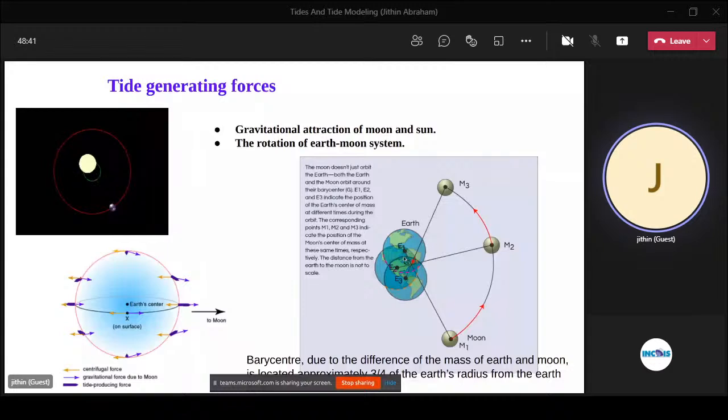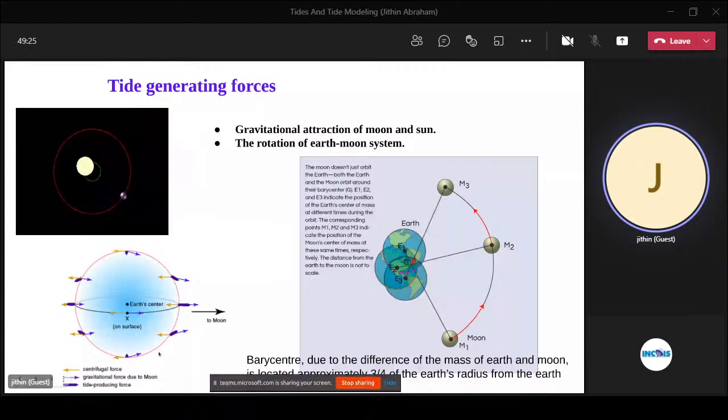And the tide generating force is generally defined as the difference between the gravitational and centrifugal forces. Here, the centrifugal force essentially originates from the motion of the Earth-Moon system around the barycenter. Note that it is not the centrifugal force generated like in two-body rotations, but its center is inside the Earth.